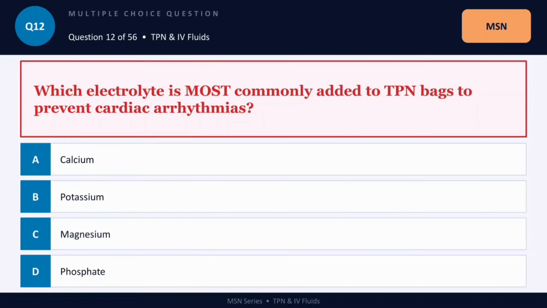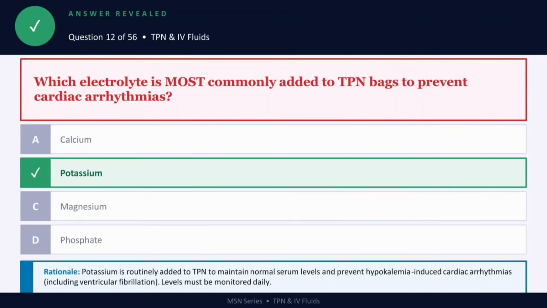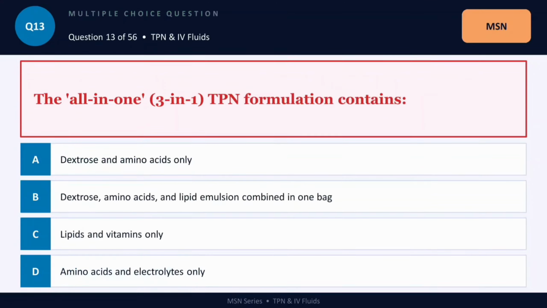Option A. Calcium. Option B. Potassium. Option C. Magnesium. Option D. Phosphate. The correct answer is option B. Potassium. Rationale. Potassium is routinely added to TPN to maintain normal serum level and prevent hypokalemia-induced cardiac arrhythmias. Level must be monitored daily.